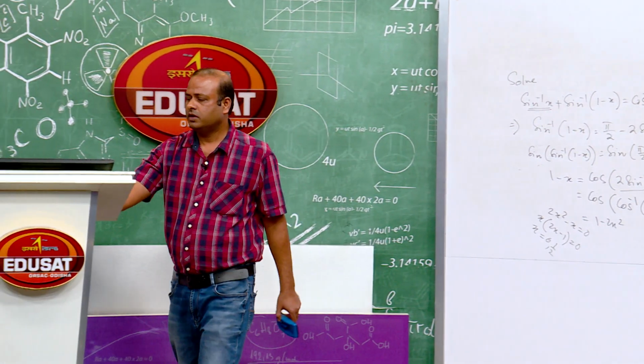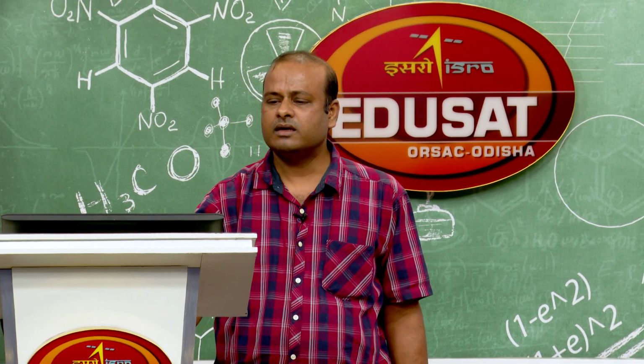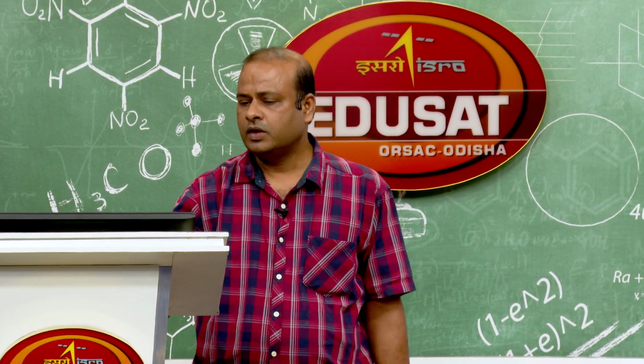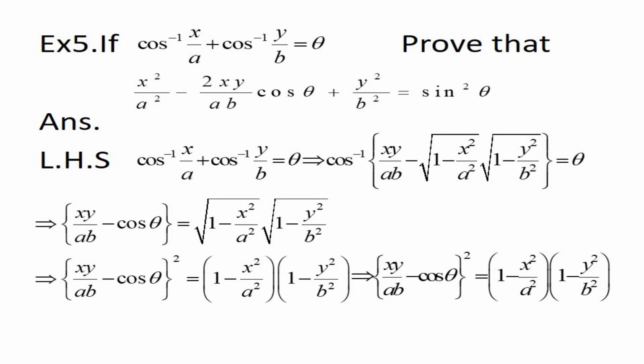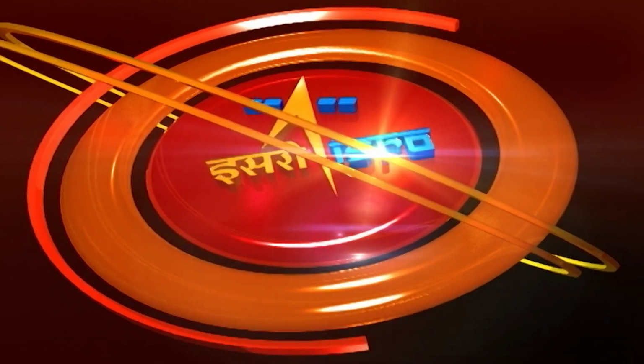Right? So now you can also prove another problem: cos inverse x by a plus cos inverse y by b is equal to theta. Prove that x square by a square minus 2xy by ab cos theta plus y square by b square is equal to sin square theta. Just take the LHS and use the formula, as you can also see on the screen.